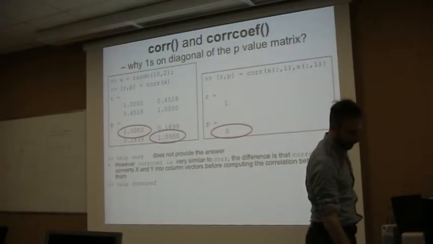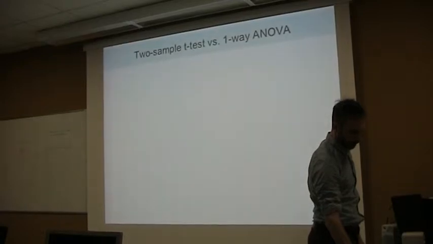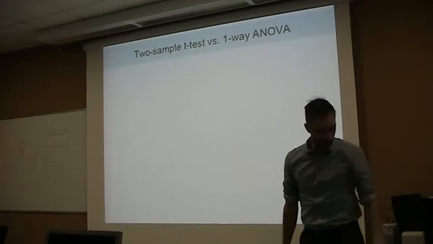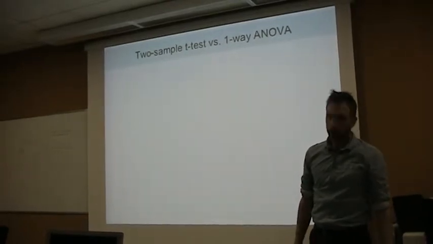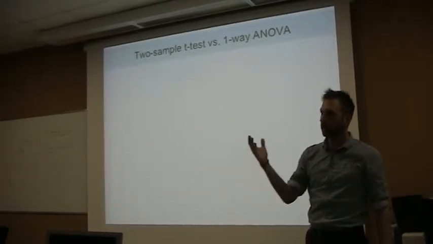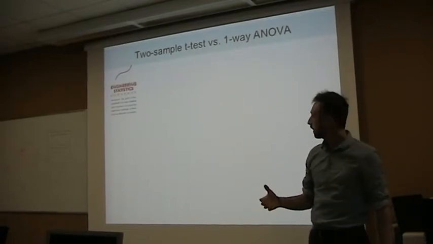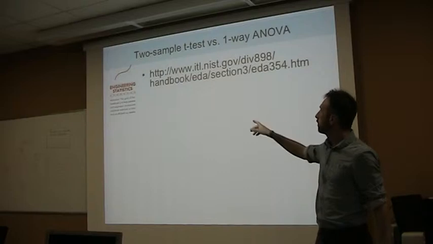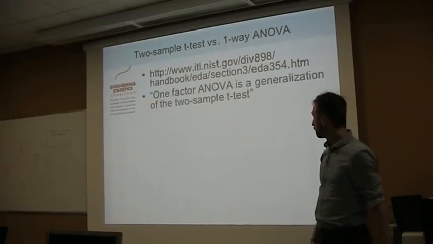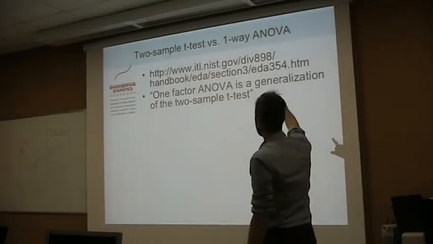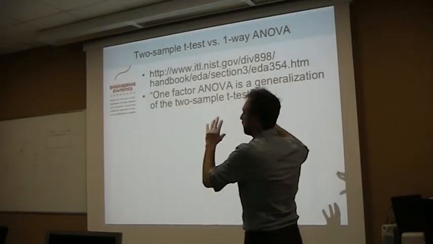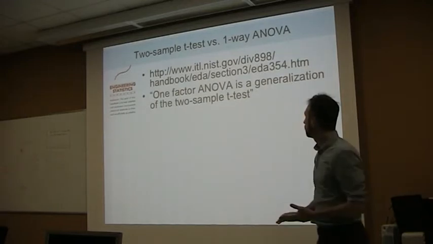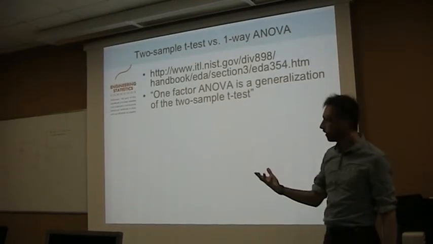So there were two more things I wanted to cover. There was one question about the t-test and one-way ANOVA being the same thing, and I said I'm 90% sure, so I went to check. By the way, here is an online book which seems to be pretty handy, Engineering Statistics, and they say that one-factor ANOVA is a generalization of the two-sample t-test. So this is the same thing.